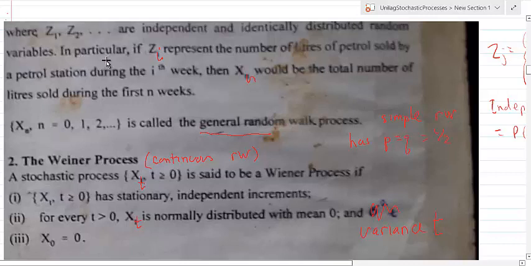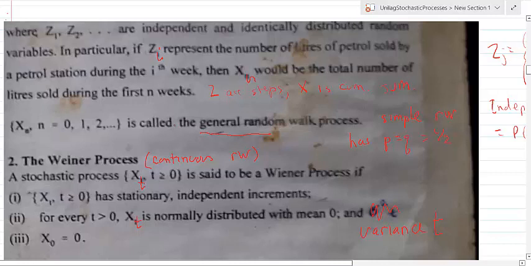So there's an example given here. In particular, if zi represents the number of liters of petrol sold by a petrol station during the ith week, then xn would be the total number of liters sold during the first n weeks. This may not be a very good example because you can't really sell a negative number of petrol liters. But the point is that the z's are the steps, and the x is the cumulative result of all steps together. So z are steps, and then x is the cumulative sum. That's the point of this example.